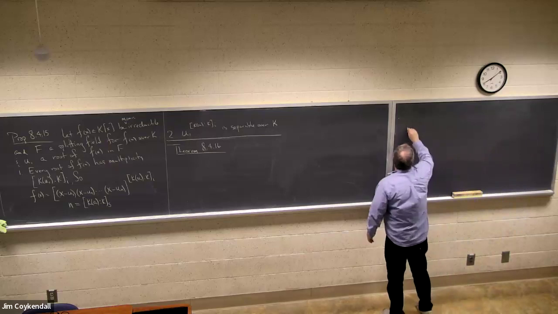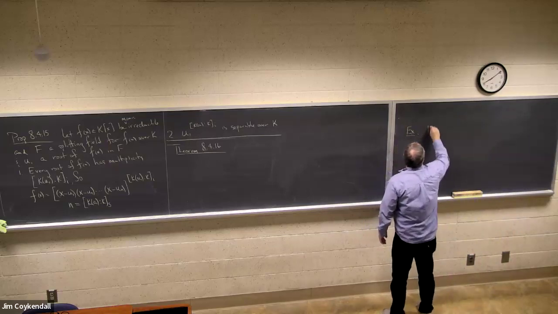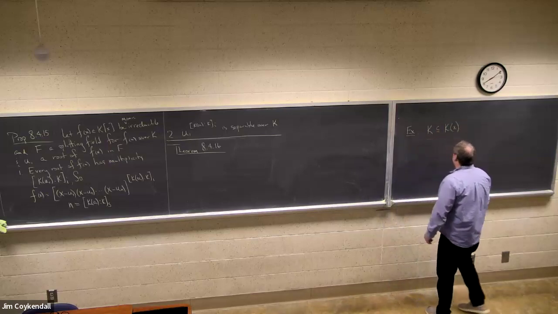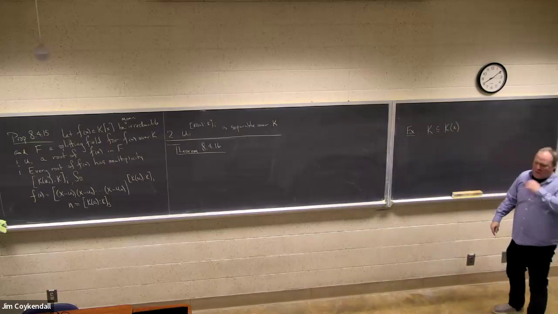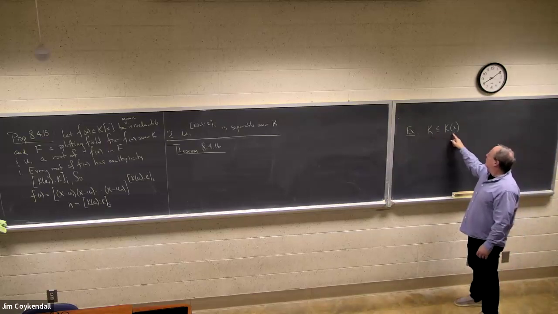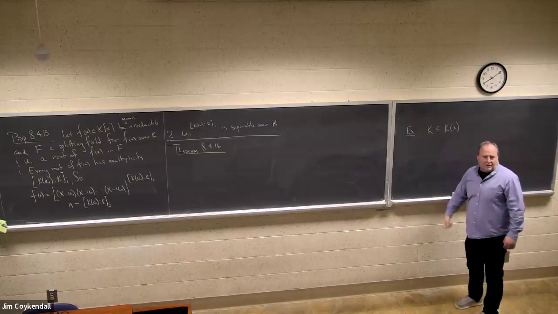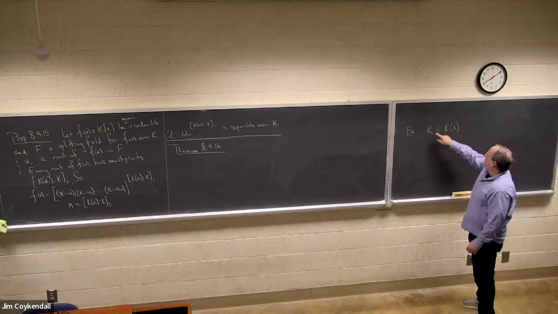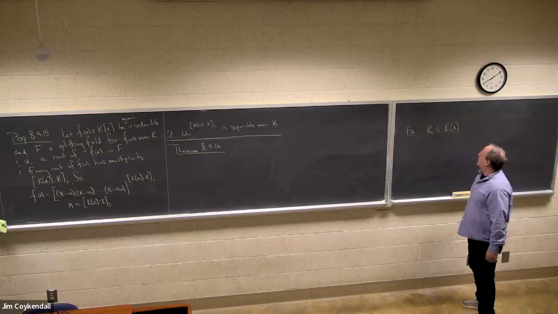an example. Okay. Notice that here what you have is a field extension that has got a primitive element, right? So this is sort of like a generator. So this is the rational functions in X.